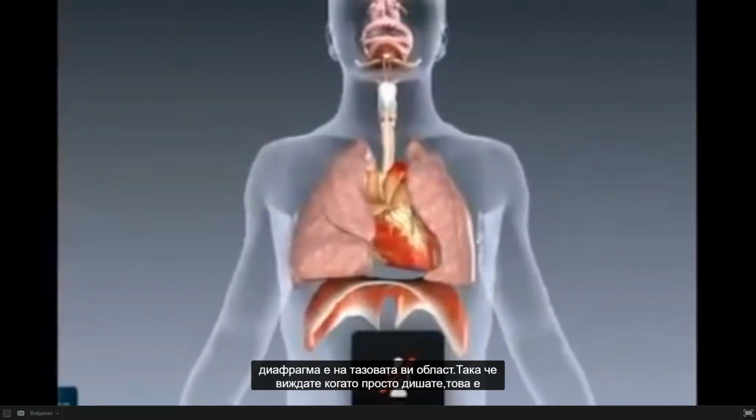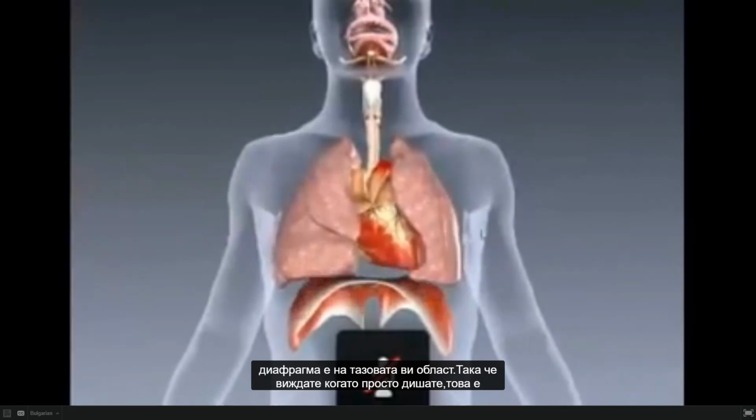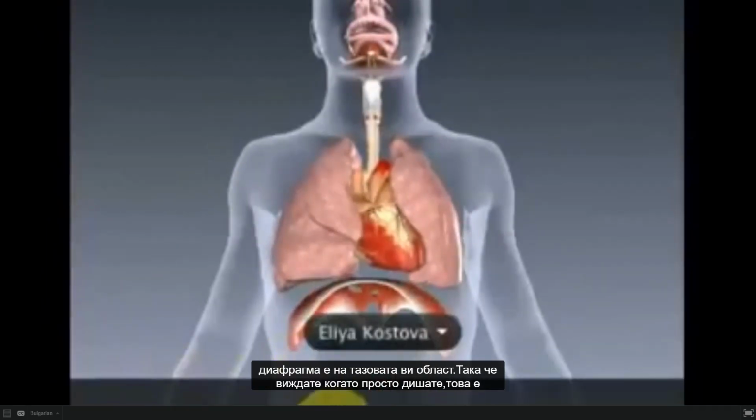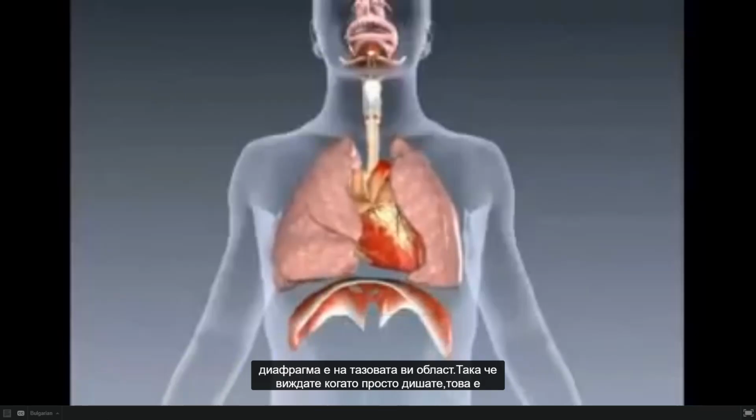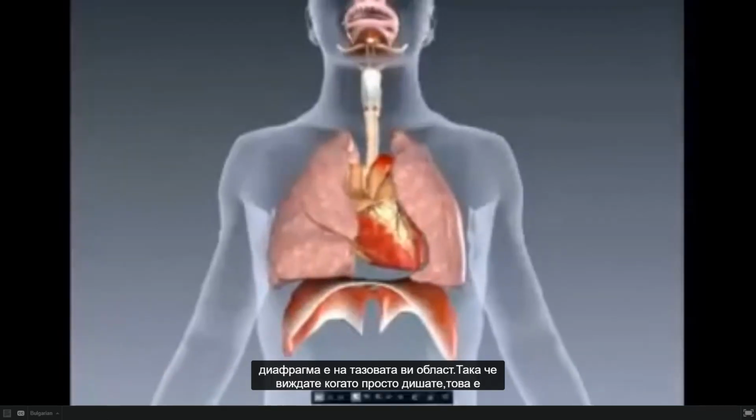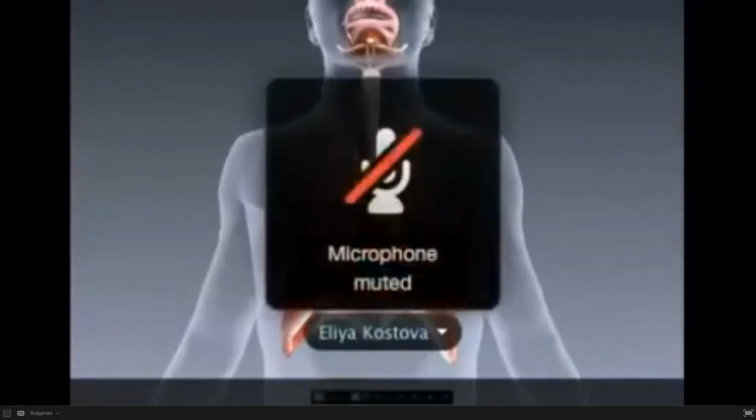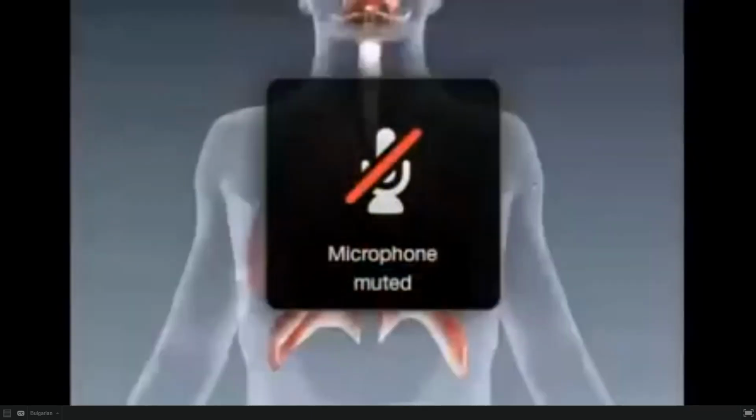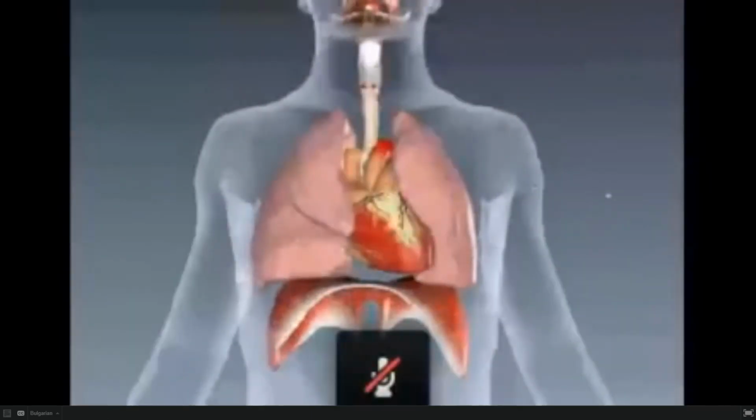Okay, is it visible for you? Yes, Elliot, it should be fine. Okay, I will try to make it larger. Yeah, they're working that way.